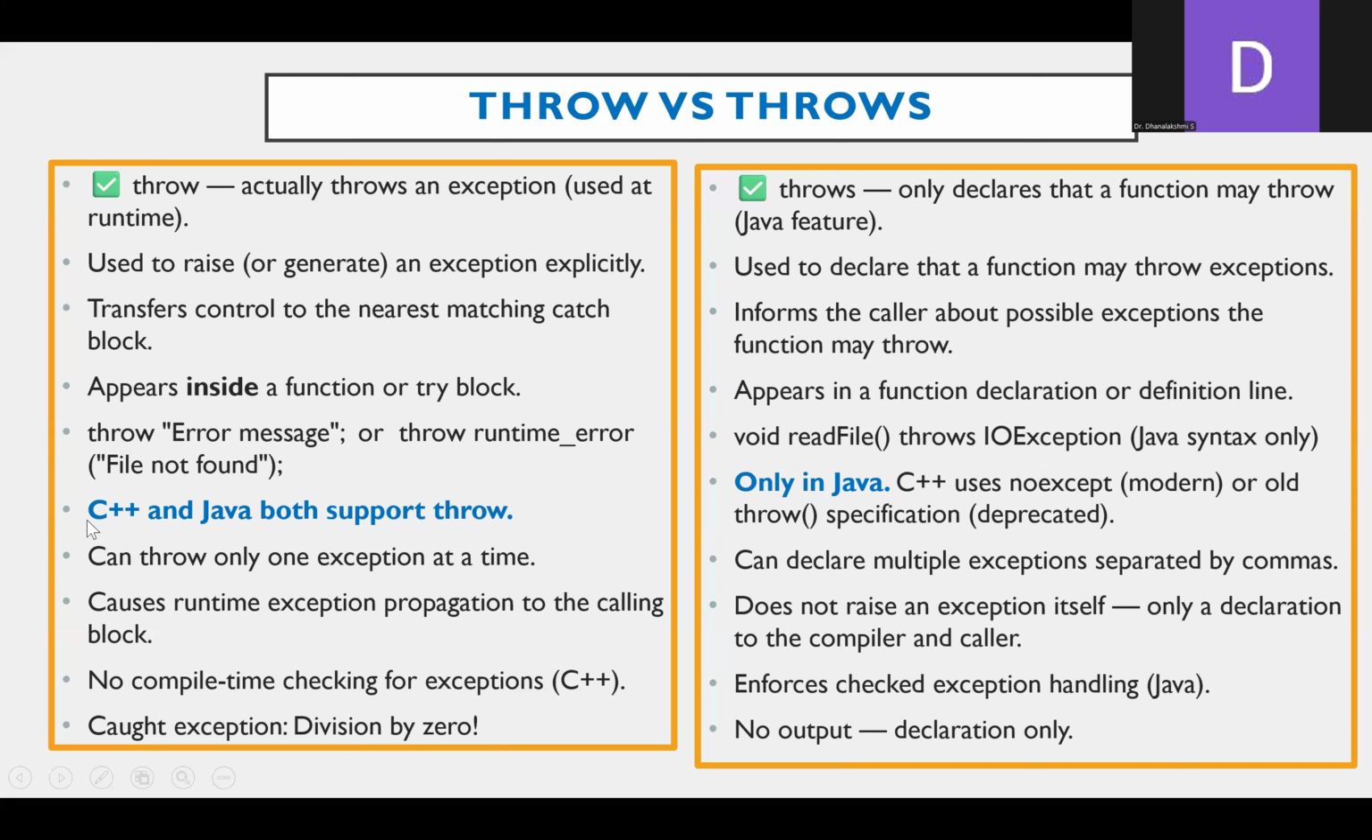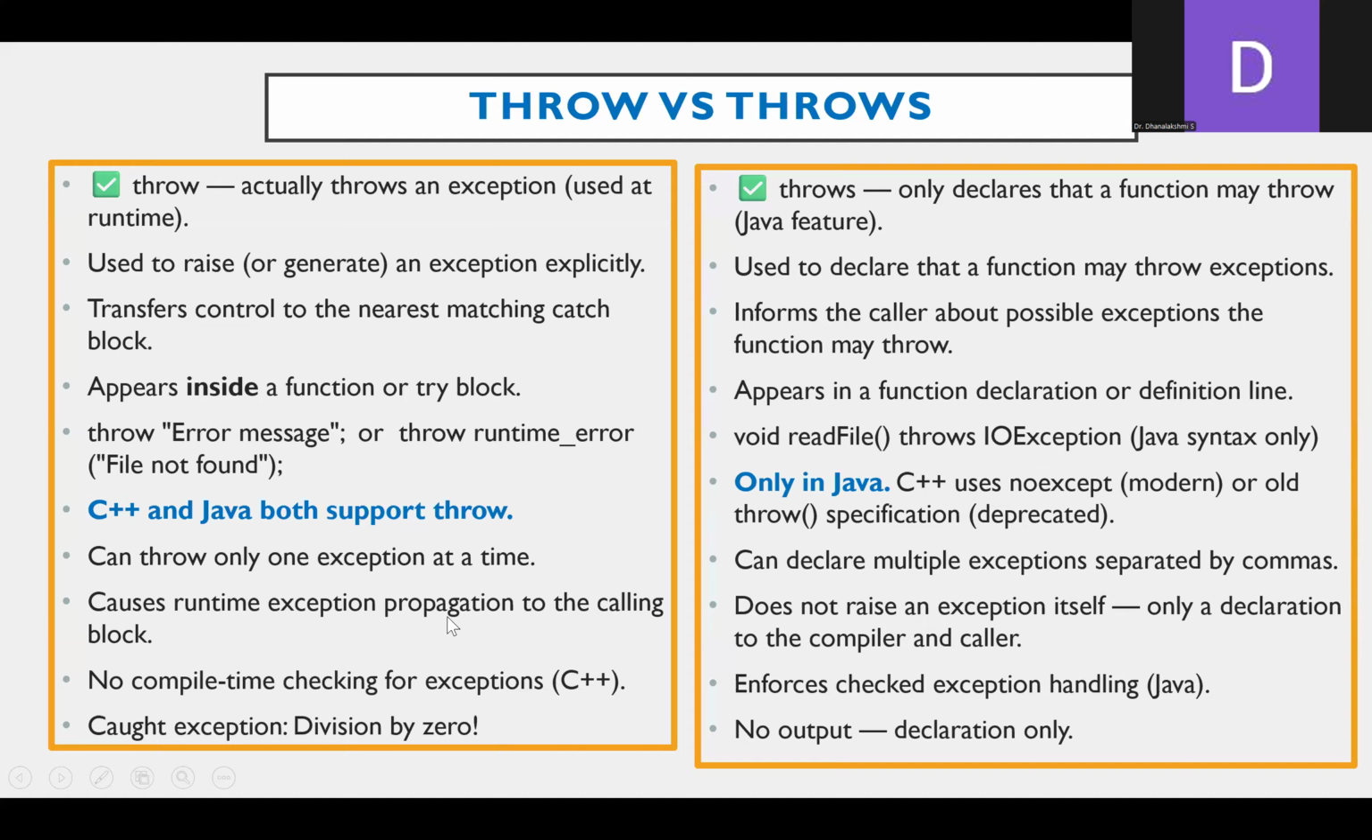The main point is that C++ and Java both support throw, whereas throws is supported only in Java. C++ uses noexcept in modern code, or the old throw as usual, instead of throws. Whereas Java uses throws. Throw can throw only one exception at a time. The main point to be noted is that throws can declare multiple exceptions separated by commas in Java.